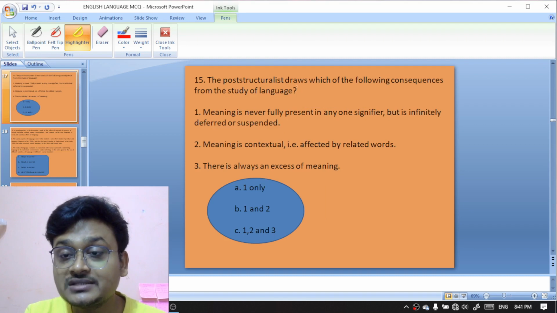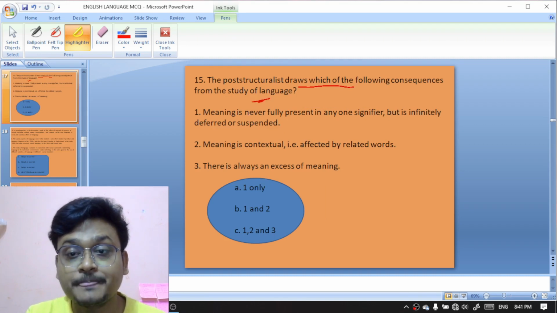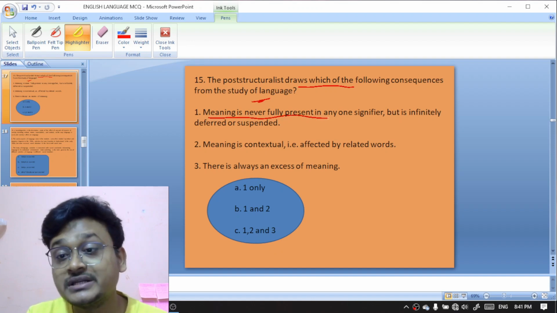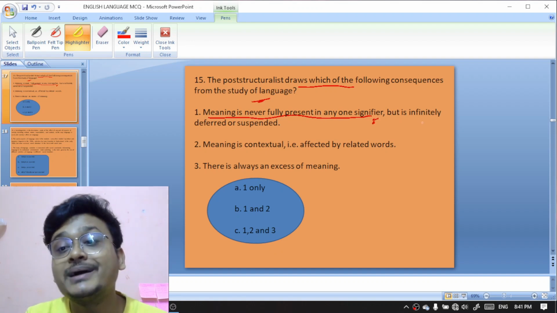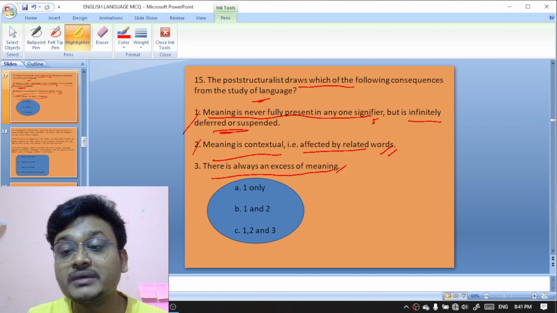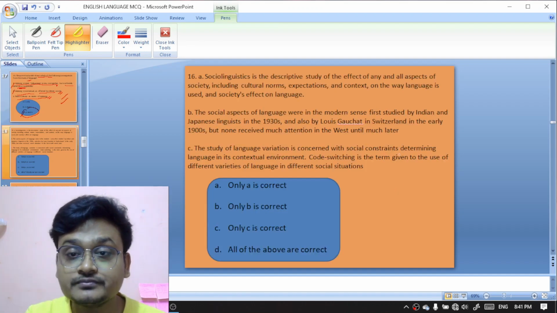The post-structuralist draws which of the following consequences from the study of the language? What does the post-structuralist say? Meaning is never fully present in any one signifier, but it is infinitely deferred or suspended. True. Meaning is contextual, that is, affected by related words. True. There is always an excess of meaning. True. So here 1, 2 and 3 are right.